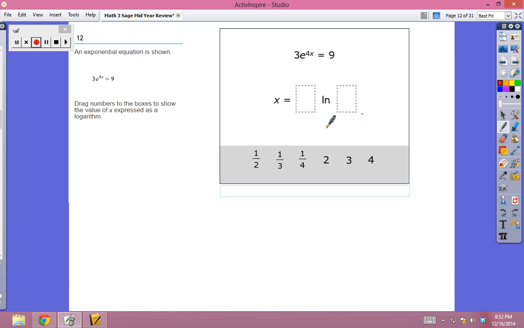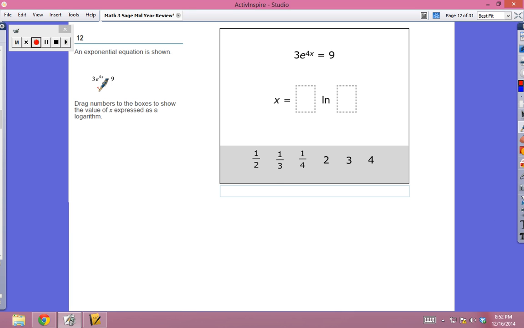Number 12, an exponential equation: 3 times e to the 4x equals 9. So logs. In your logs, this is going to be a logarithm. We're going to use a log to solve it.